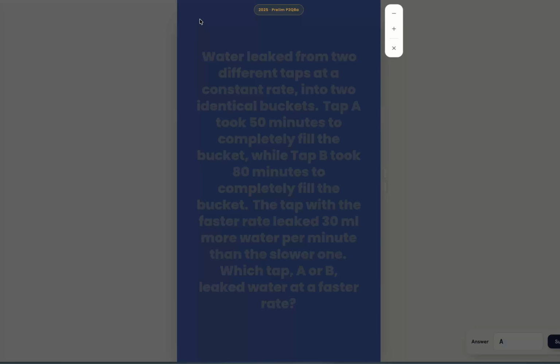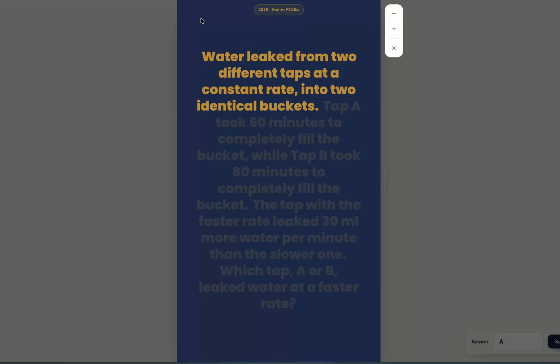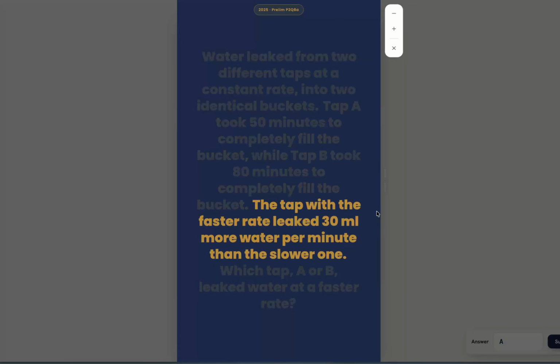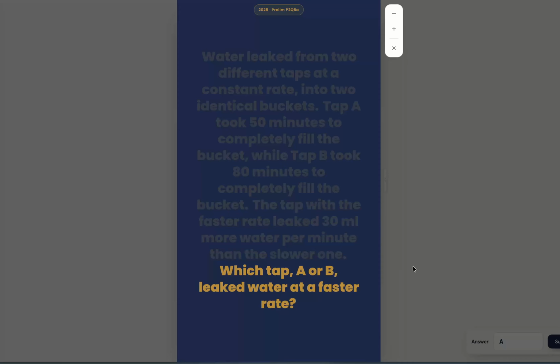Question 8, part A. Water leaked from 2 different taps at a constant rate in 2 identical buckets. Tap A took 50 minutes to completely fill the bucket, while tap B took 80 minutes to completely fill the bucket. The tap with the faster rate leaked 30 milliliters more water per minute than the slower one. Which tap, A or B, leaked water at a faster rate?